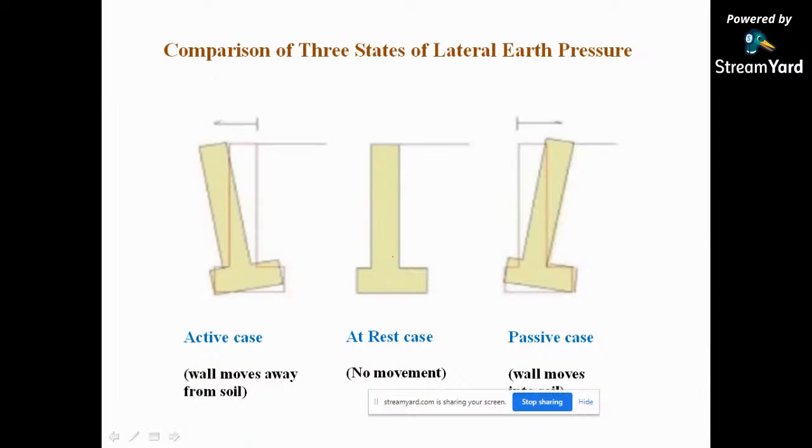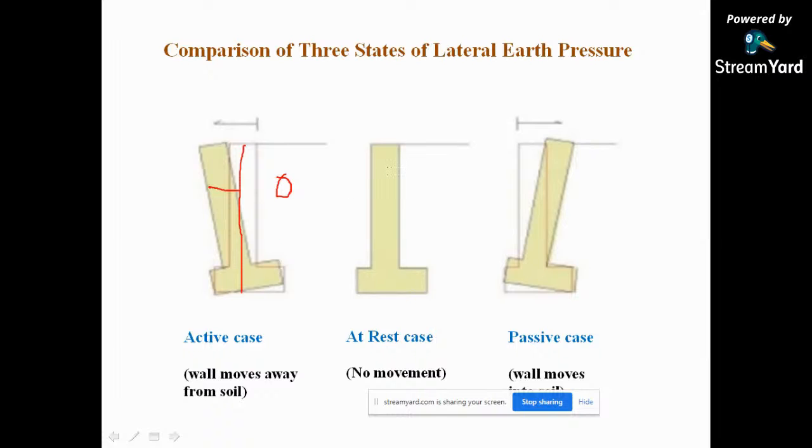Okay. Now, first condition: as you can see, this is your wall. It is moving in a right to leftward direction. That means the wall is moving away from the soil, because here there is soil. So it is an active earth pressure. The wall is moving away from the soil.